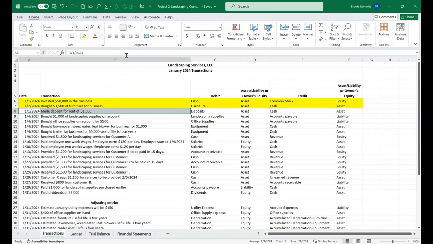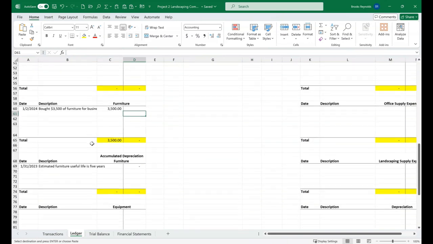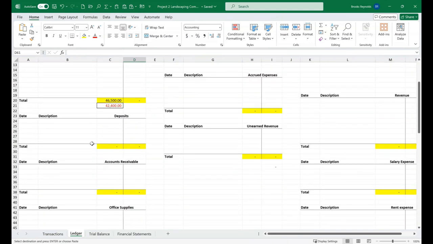Okay, I made a deposit for rent of $1,500. All right, so I'm going to right click, I'm going to copy. And what am I going to do? I'm going to debit deposits for this amount. So deposits are under assets. So I'm going to, and you can do this as paste special value. And you could do that by going here.